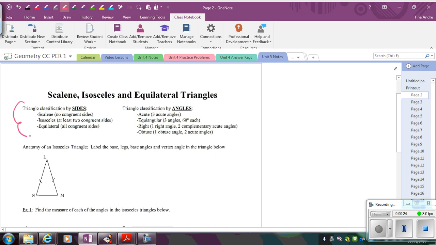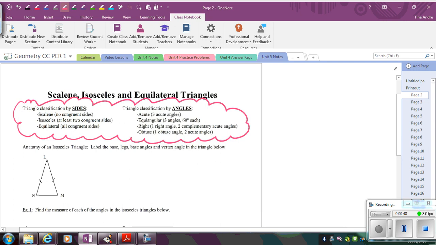These different classifications you must know. They are important, and hopefully they're a review for you. The next type of classification is by angles. If I'm classifying a triangle by angles, we'll notice I don't use the words scalene, isosceles, and equilateral, because those talk about the number of sides that are congruent. When talking about angles, one way to classify is if it's acute.